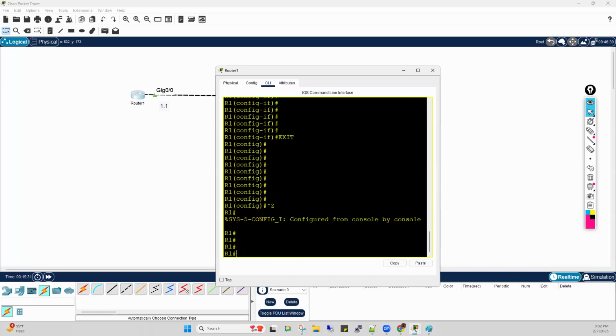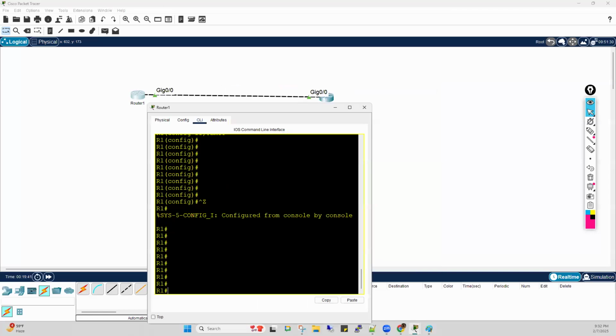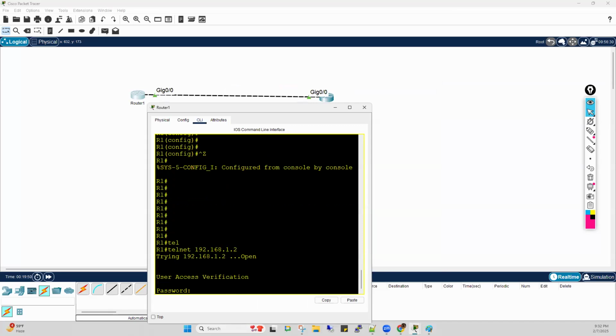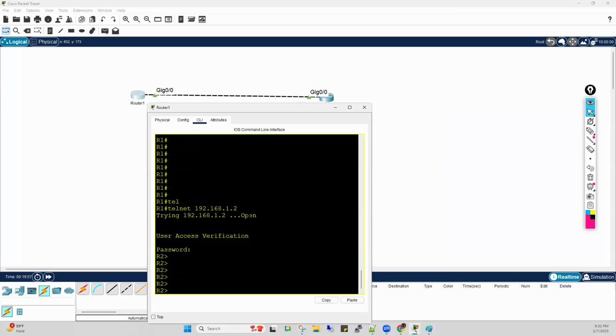Fine. What I told you, what is the command you need to write if you want to telnet from R1 to R2? For example, if you want to take remote access of R2, what is the command? I told you telnet, and what is the IP address you configured on R2? We configured 192.168.1.2. Yes or no? I write this one. I told you, it asks you the password. So I'm writing the password Cisco. See, once I write the Cisco password, I am able to access R2. I am on router number 1, but now I am able to access router number 2.